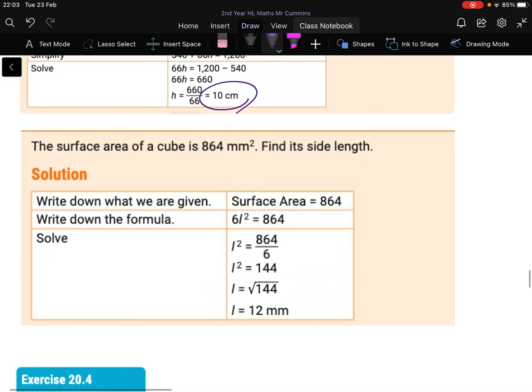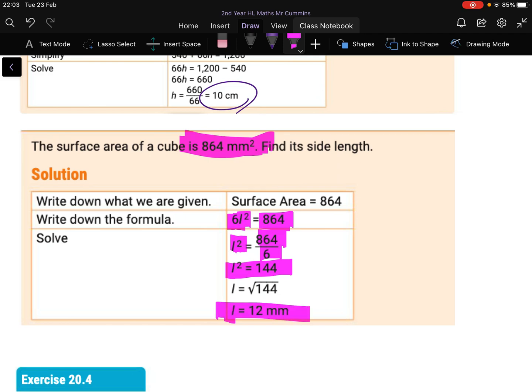Same idea again. The surface area of a cube, let's put a few of the examples in from the book. Surface area of a cube is 864 millimeters squared. Find the length. So you know that, okay, if it's a cube, all the lengths are the same, so we don't need length by width by height, we just need length. And 6 of those lengths squared is going to be 864. And if you know the length squared is 864 over 6, you get the square root of one side, giving you 12 millimeters.